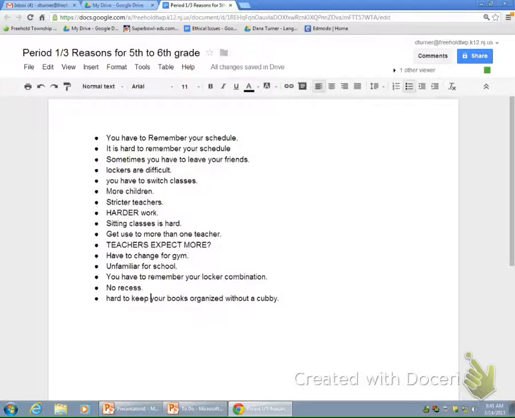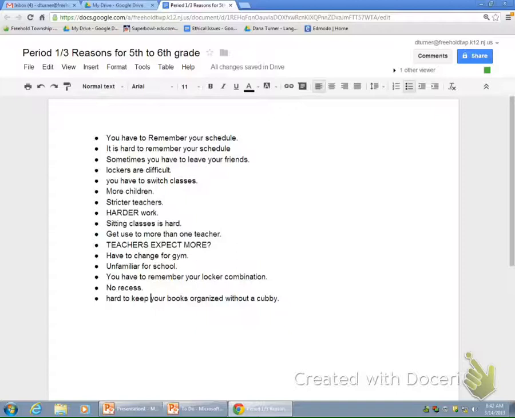So going around the room, this is the list that I compiled. It's obviously not every single thing that all the groups created. And pardon my capitalization, I was just trying to go fast. So you have to remember your schedule. It's hard to remember your schedule. Sometimes you have to leave your friends. Lockers are difficult. You have to switch classes. More children, stricter teachers, harder work. Sitting in classes is hard.